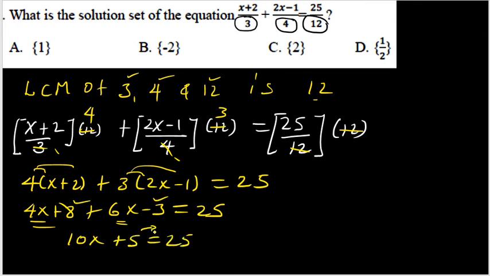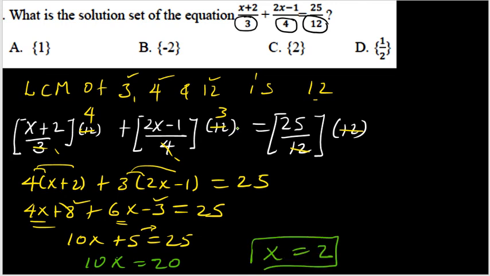Then this 5 will be shifted and subtracted. Then what is left? 10x is equal to, when the 5 goes, it will be subtracted, which will be 20. So when I divide both sides by 10, the value of x will be 2. So the answer is C.